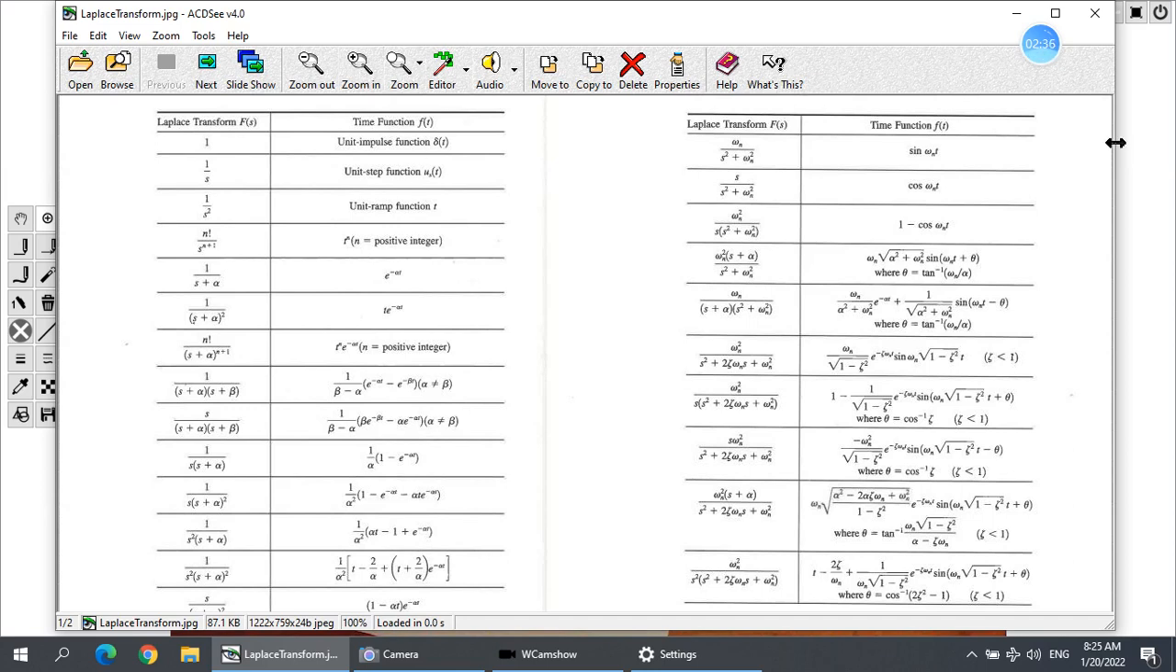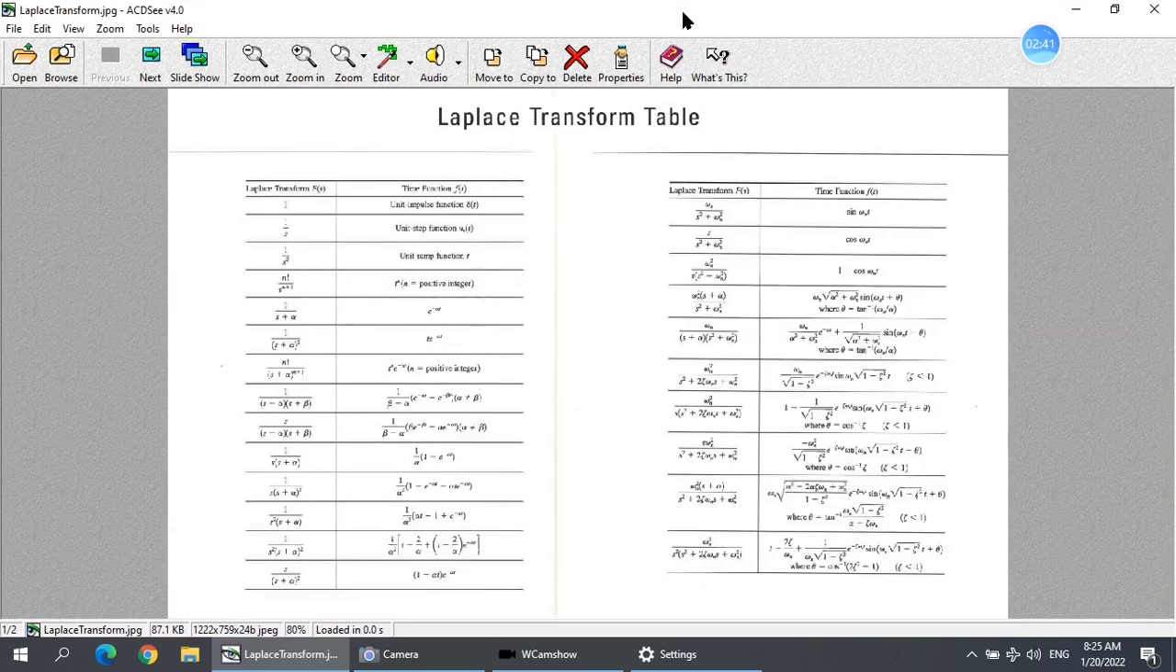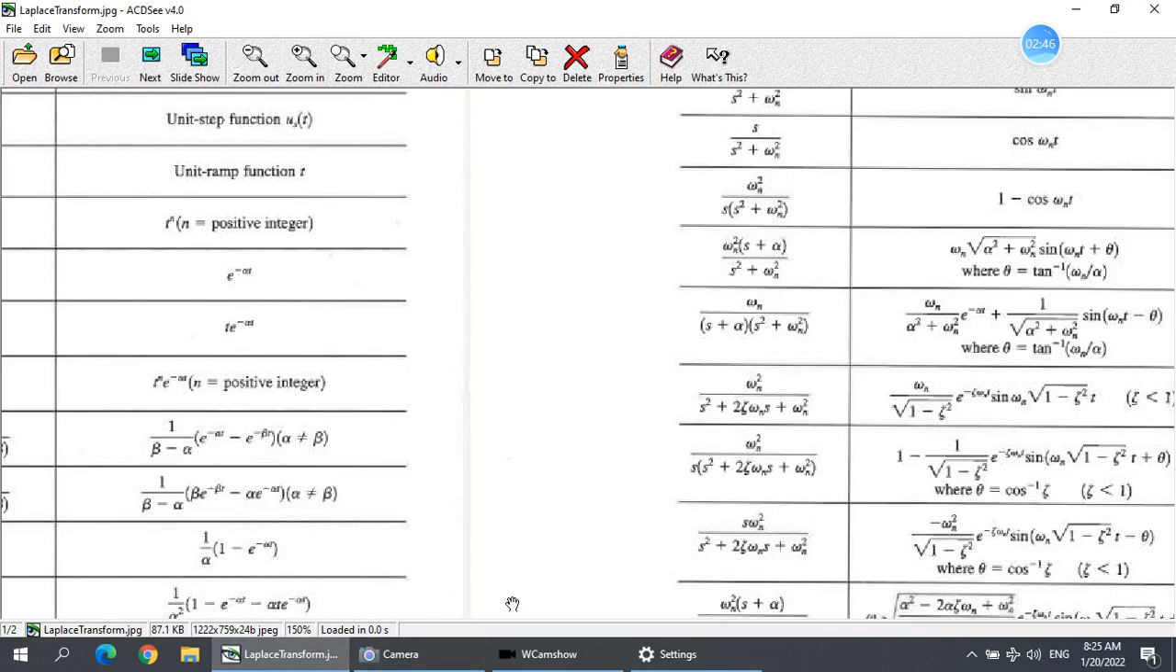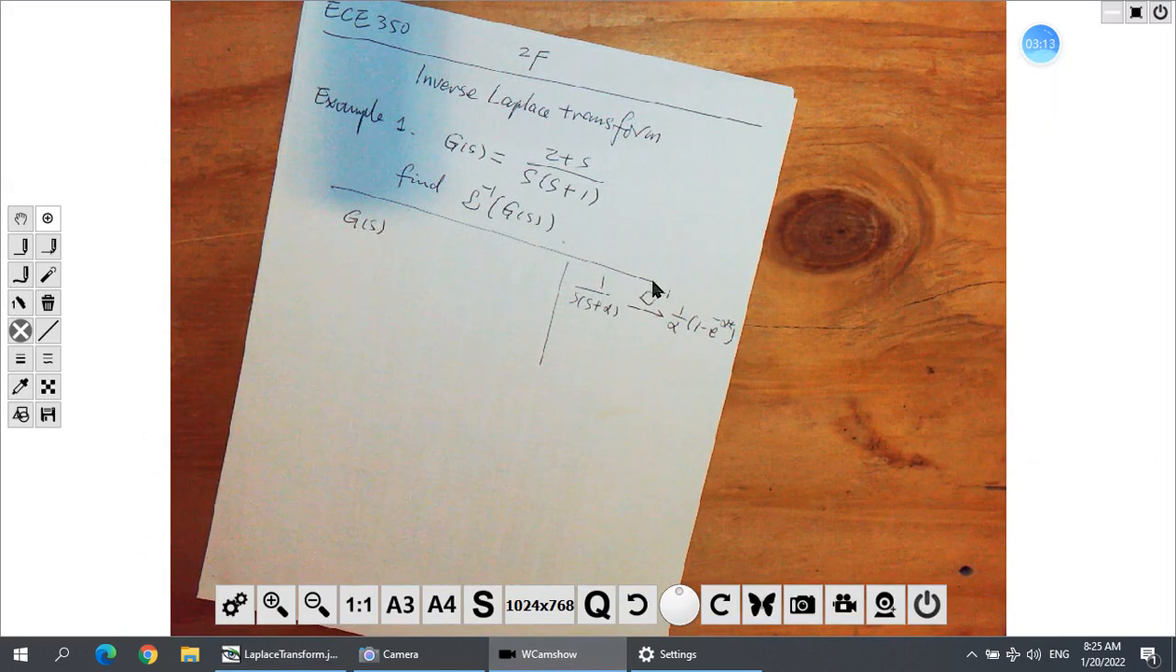Oh, I can't. Sorry. I never found this software so friendly. It has to occupy the whole screen. Anyway, let me copy this in my notes. All right. So 1 over s times (s plus alpha), then the inverse Laplace transform will be 1 over alpha times (1 minus e to the negative alpha t). Okay, it's in my notes now. Yeah, I copied it here.